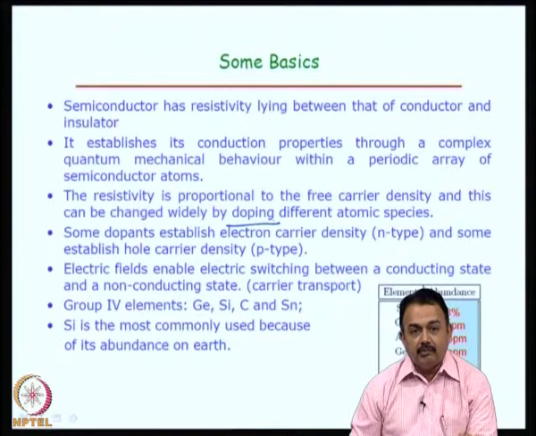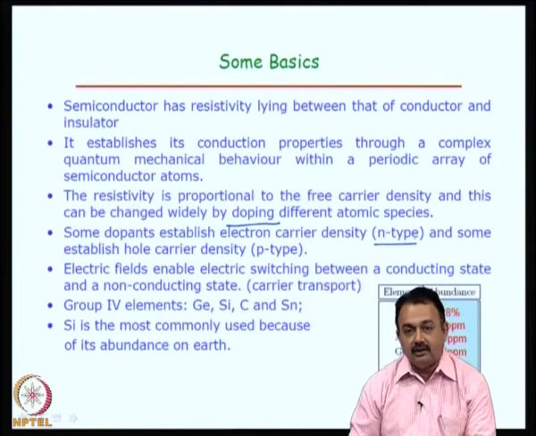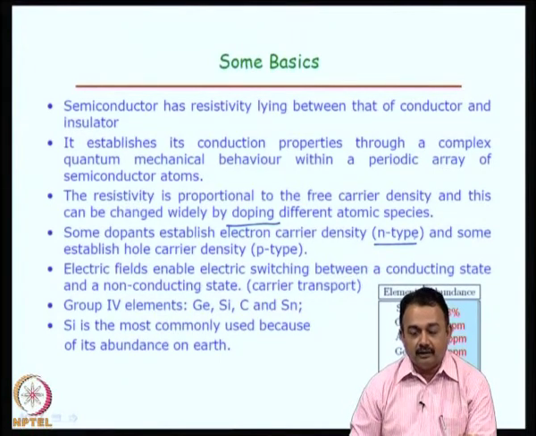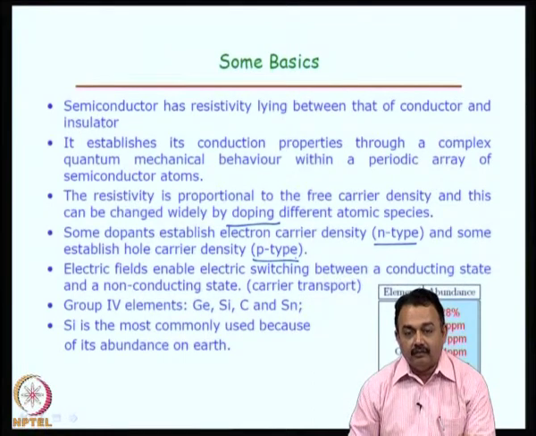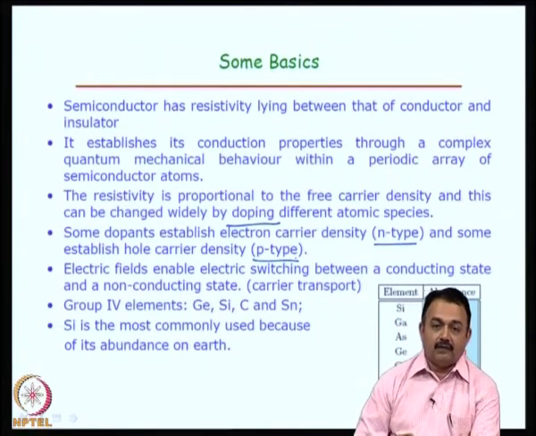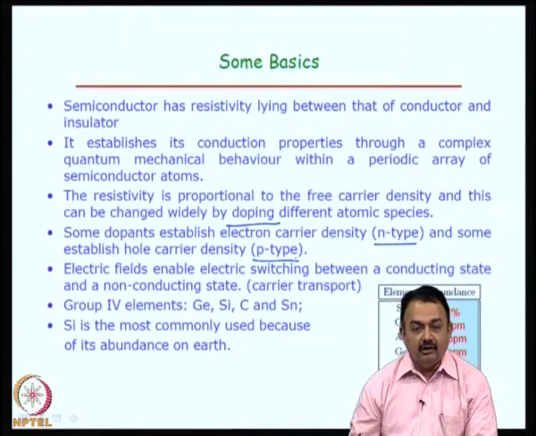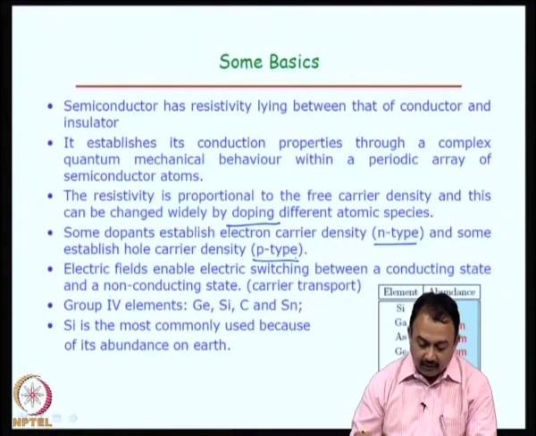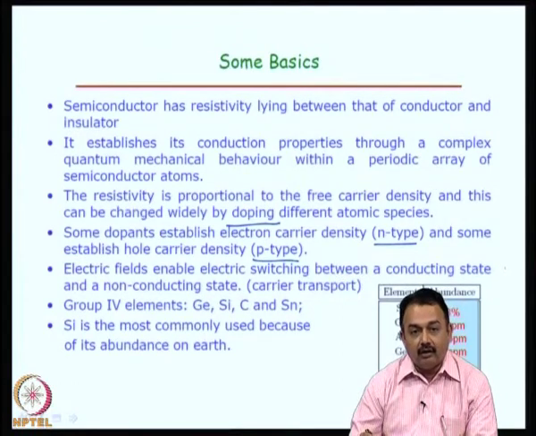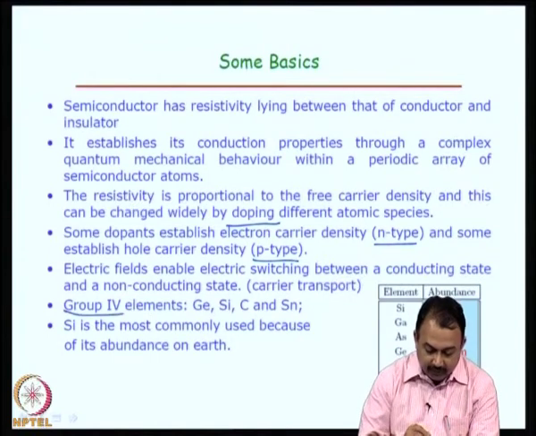Some dopants establish electron carrier density, so you can call them N type semiconductors, and some establish hole carrier density, you can call them P type. I think all of you are aware of this basic classification of semiconductors. When the material is subjected to an electric field, it enables electric switching between a conducting state and a non-conducting state.